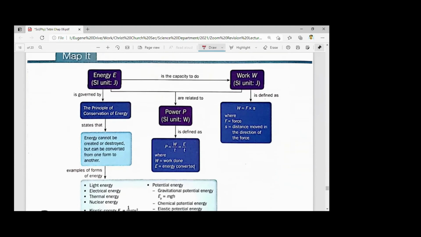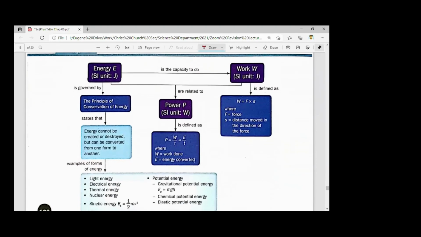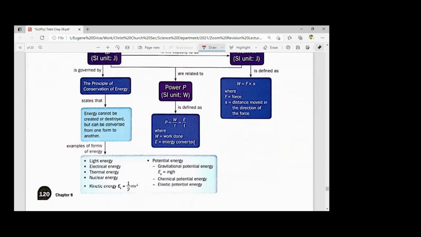Under Map It is a very good summary of everything else. I will not go through it anymore, because whatever I went through in the key ideas is all captured here.